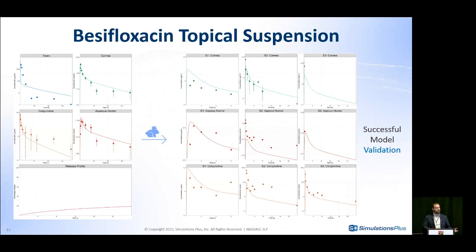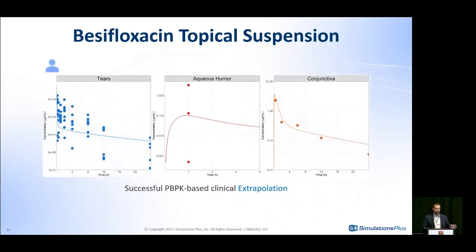Then we wanted to see, can we go to human using the same release profile? And this is what we got. So here you have the human prediction in tears on the left, aqueous humor in the middle, and conjunctiva on the right, coming from 3 different studies. And similar to what we've done for solutions, we've just changed the physiological parameters. We kept all of the drug-specific parameters the same, and the formulation-specific, aka the release profile, the same. And by doing so, we were able to have a really good prediction of human PK.